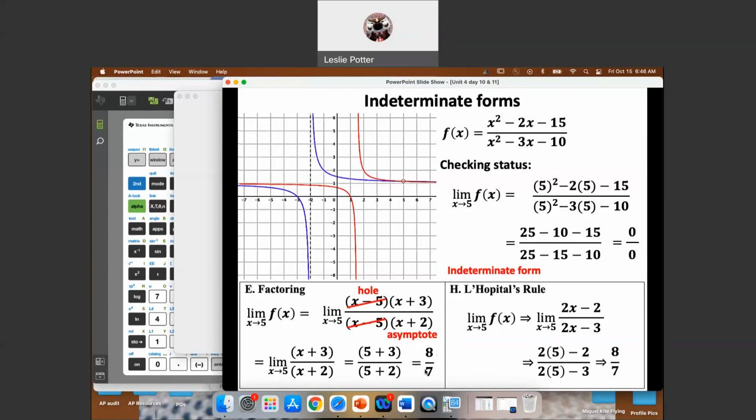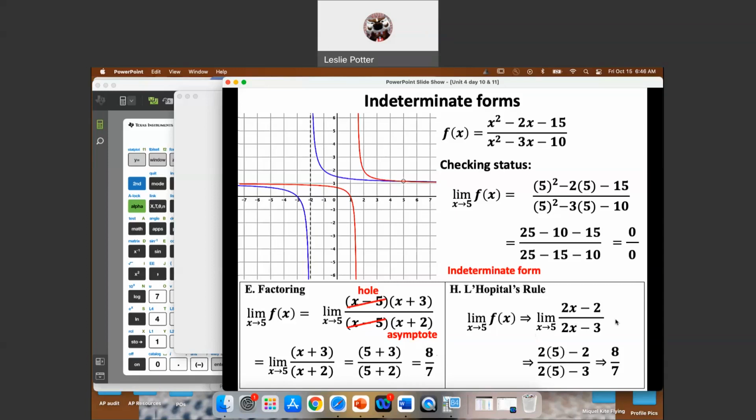No more factoring, no more conjugates, no more trig identities. We can use derivatives to now address all of those limit questions. And that whole center part of the flowchart goes away.